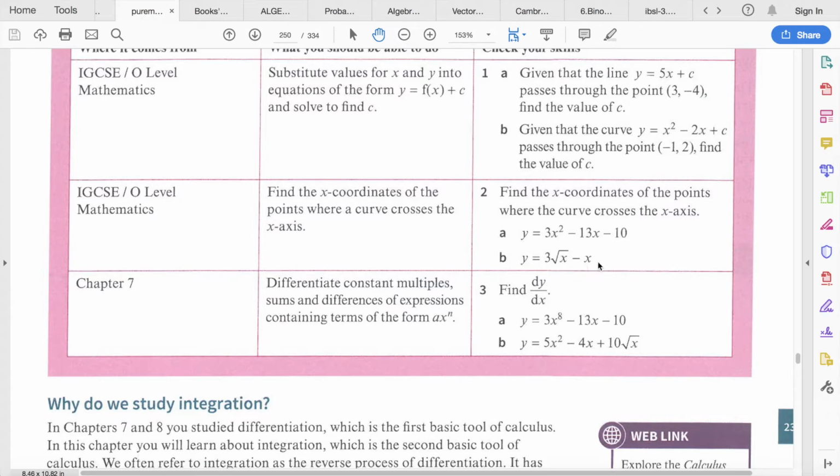The other one as well, you can do it by factorization. Radical x is a common factor. If you take out radical x, it would be radical x brackets 3 minus radical x. Then you put them one by one equal to 0.